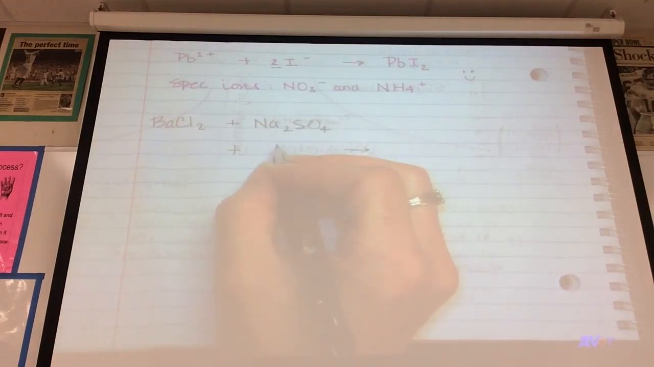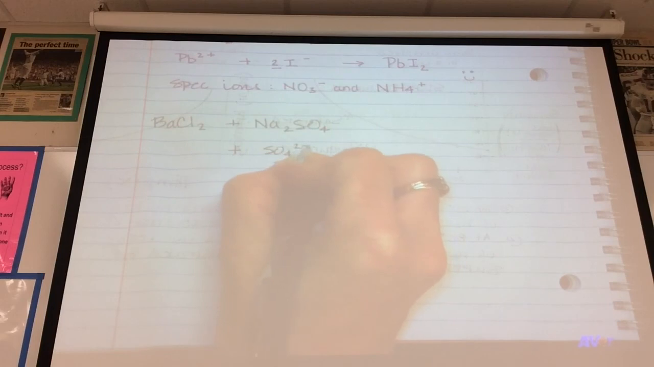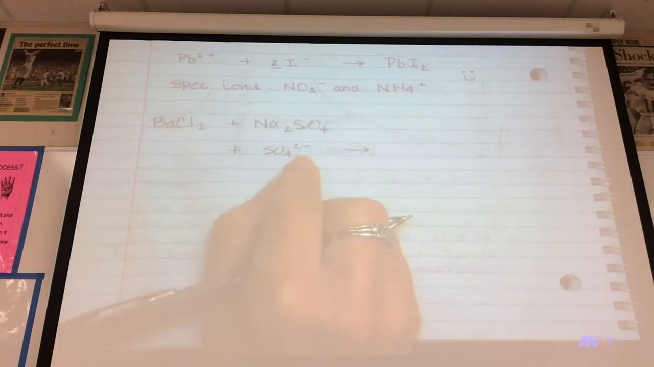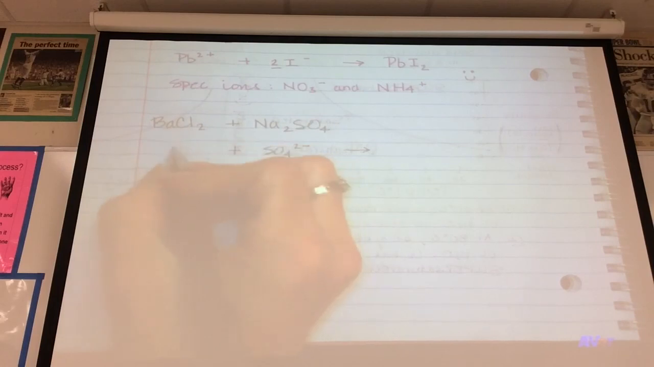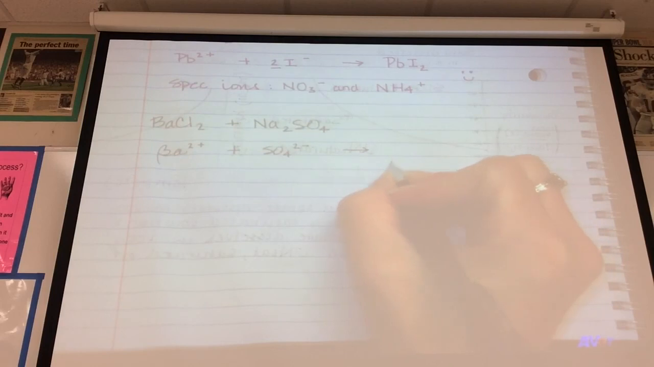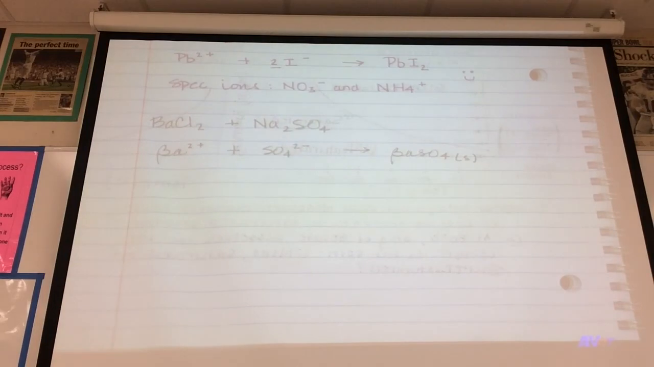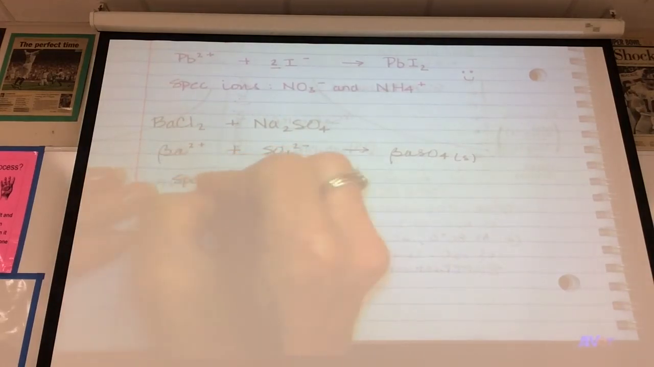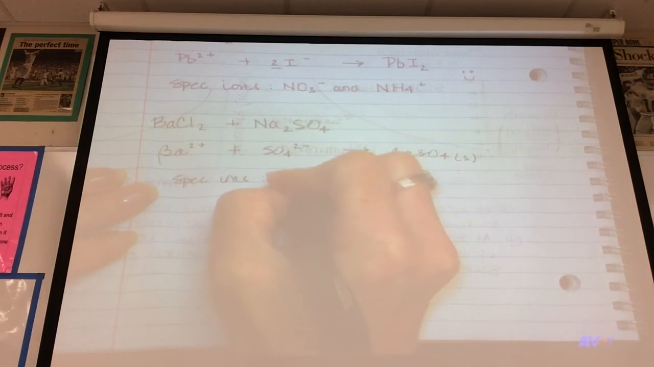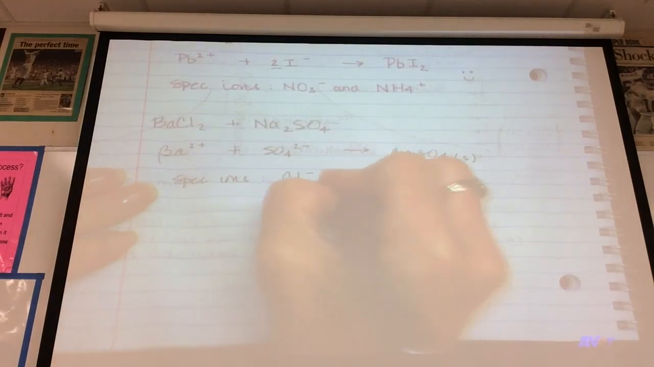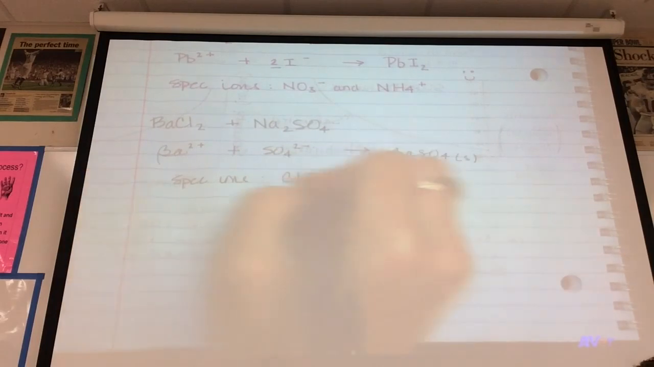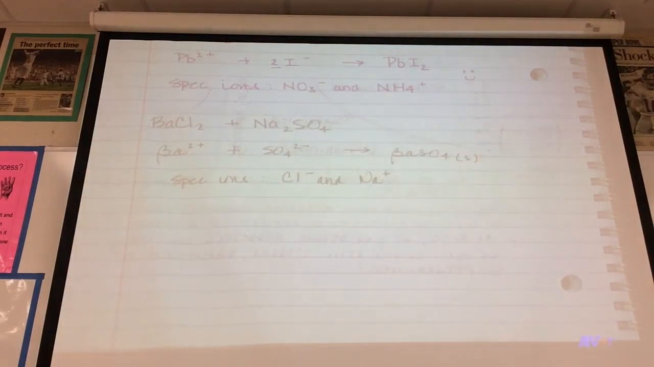Never a group 1 ion. Never, ever, ever a group 1 ion. So you have to be going after the sulfate anion. So if you have a sulfate anion, what are you going to grab from here? The barium ion. And what do you make? Now that's your solid, the one that doesn't dissolve. What are the spectator ions? Chloride ion and sodium ion. Because those would make table salt, and we know you can put table salt in water.